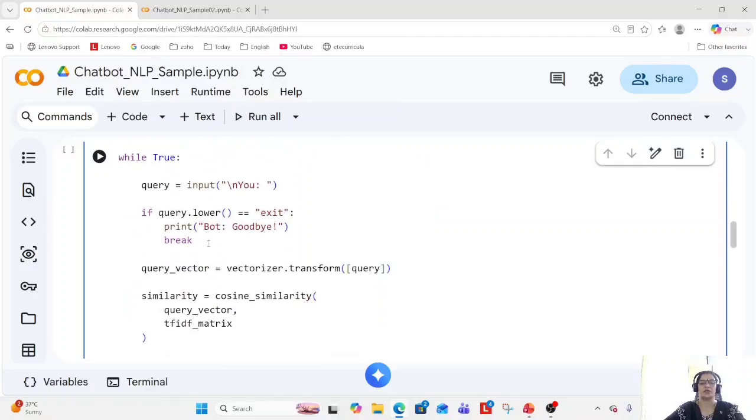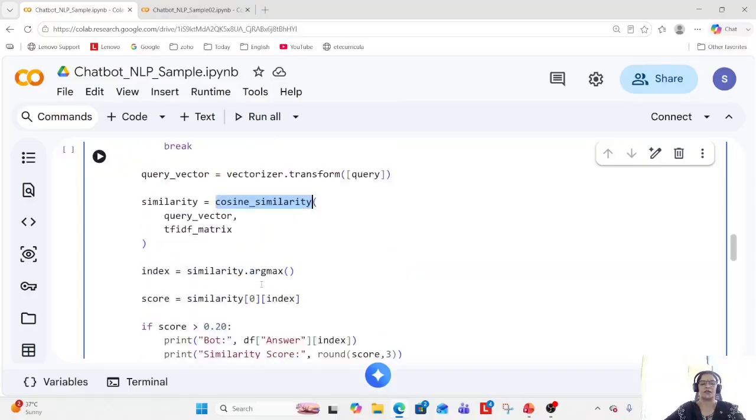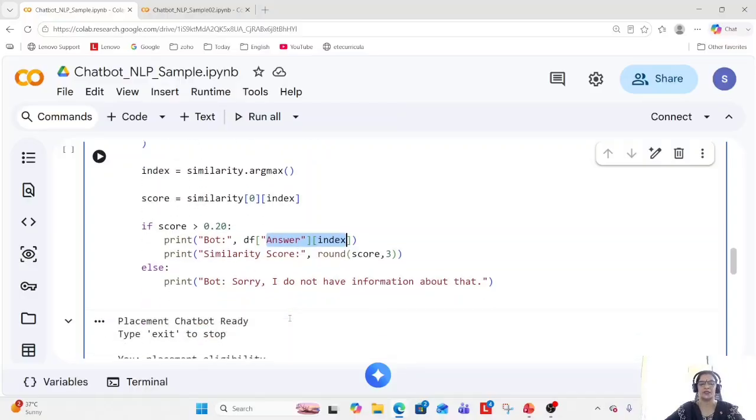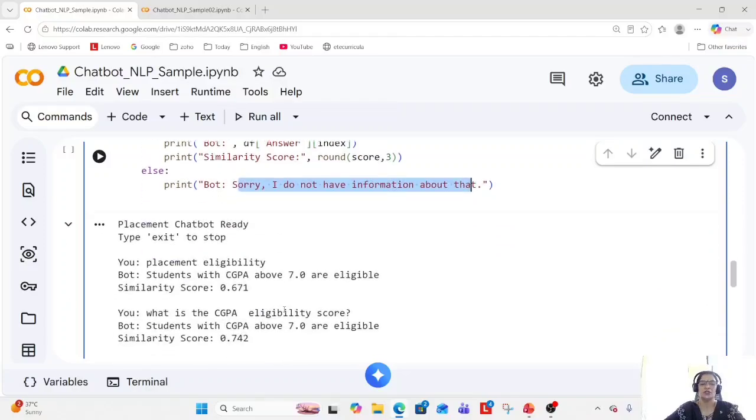Then the vectorization transform function is enabled here. After that, we check whether the query is available or not. Next, we compute the cosine similarity score, and the similarity score is also displayed on the screen. If the score is high, that is greater than 0.2, the answer is fetched from the database and the relevant answer is displayed with the similarity score. Else it will print, sorry, I do not have the information about that. So look at the input and output. Once again, I will run it for your understanding.